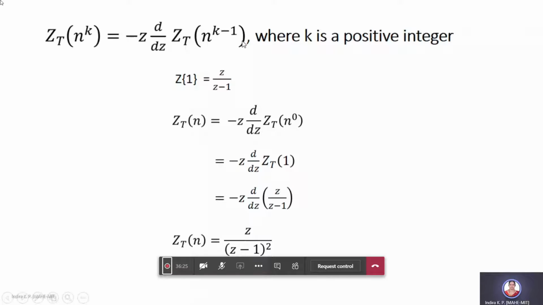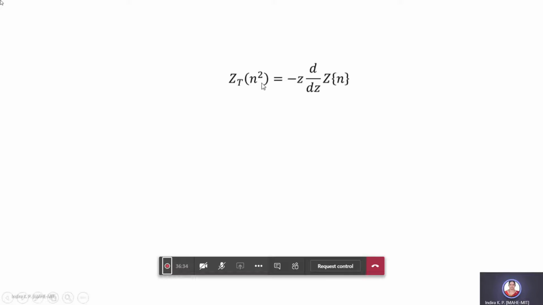I can make use of it to find z transform of n squared. So you try it out. Find z transform of n square. What is it? Minus z d by dz of z transform of the sequence n, which is same as just now we have obtained z transform of n, z by z minus 1 whole square. So differentiate this by using the quotient rule.